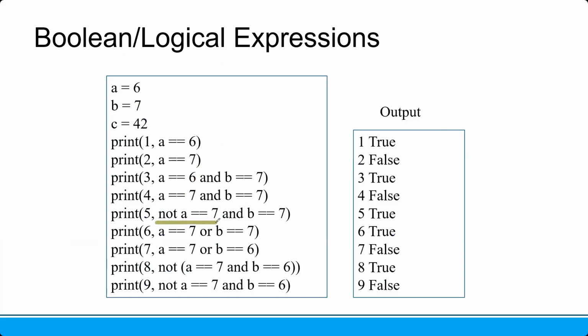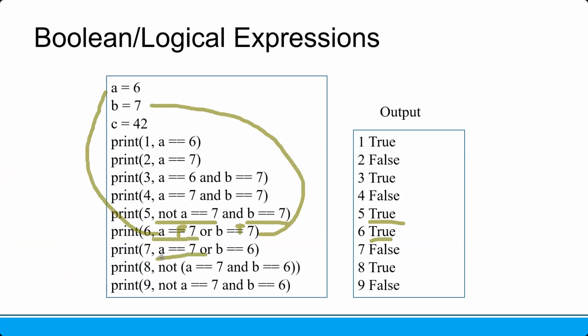Not A equals 7. It becomes true. And B equals 7. True. So the result is true. A equals 7, false, or B equals 7. Okay, this one is false. This is true. So the result is true. A equals 7, false, or B equals 6, false. Both of them are false, then the result is false.